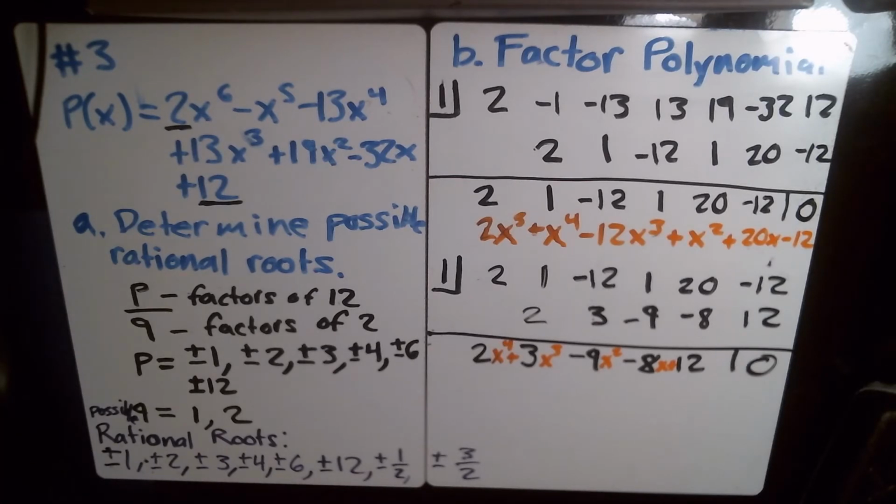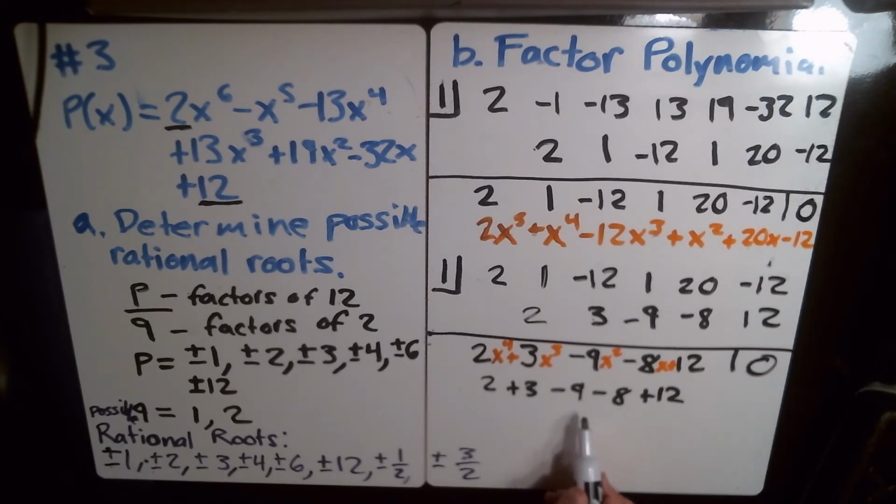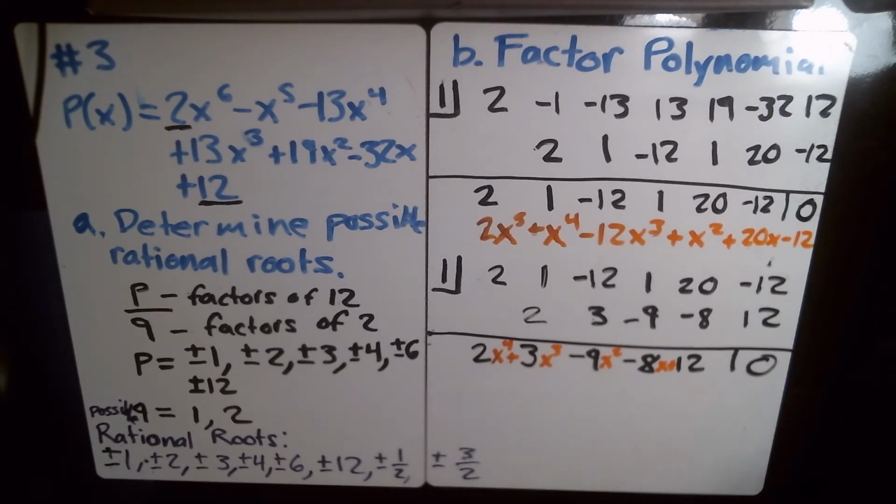So again, we should probably start with 1 and just check, is 1 a root of this new polynomial when we divide it out twice? Is there another 1 as a root of this? So when we plug in 1, we get 2 plus 3 minus 9 minus 8 plus 12. So minus 17. And 2 plus 3 is 5 plus 12 is, oh my goodness, it's 17 again. Okay, so this is actually 0 again at 1.